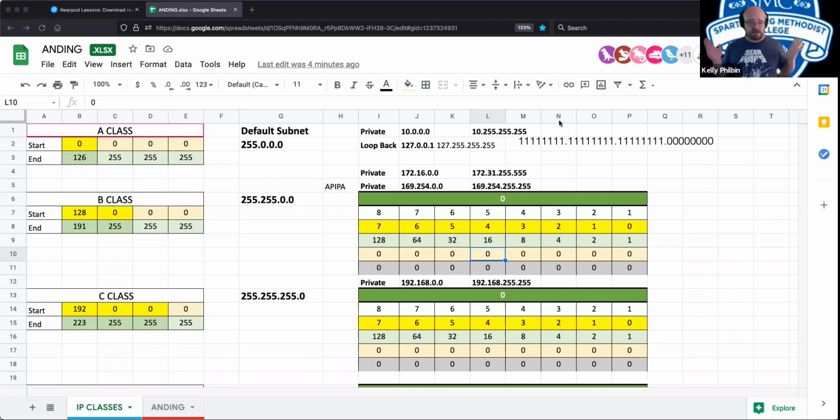So in a class C address, how many hosts can I have? How many computers? How many addresses? In a class C address, how many hosts can I have? 255. It's not a trick question. 255, because when you add up all those things and you turn them all on, it's 255, right?